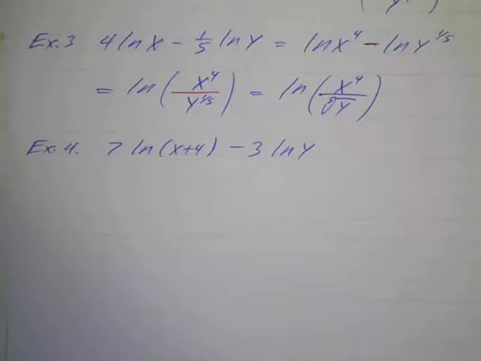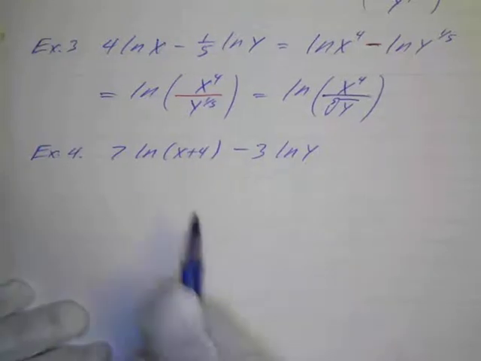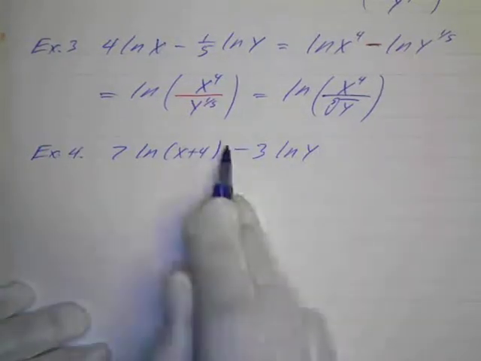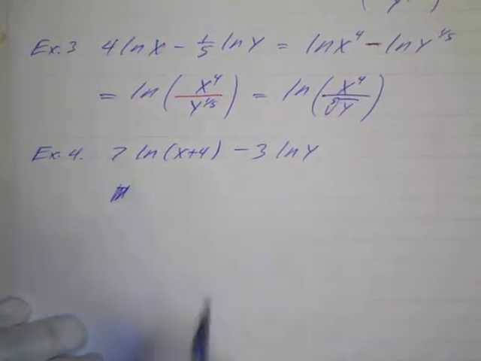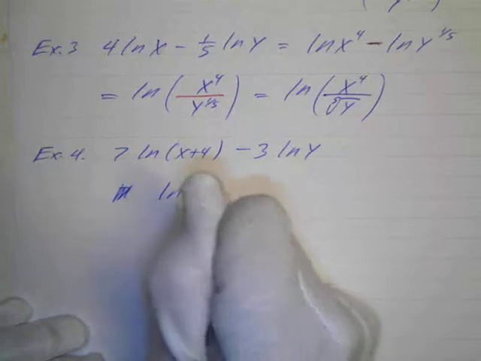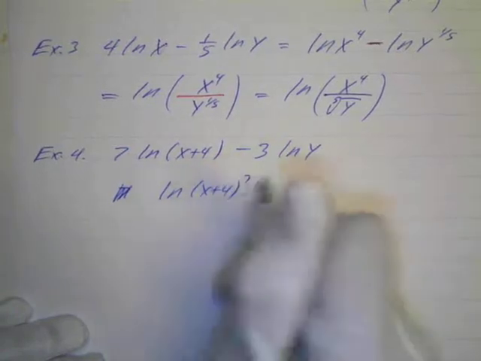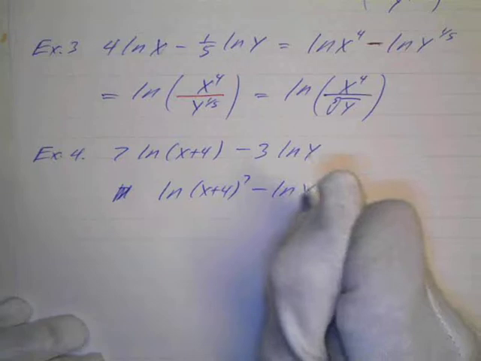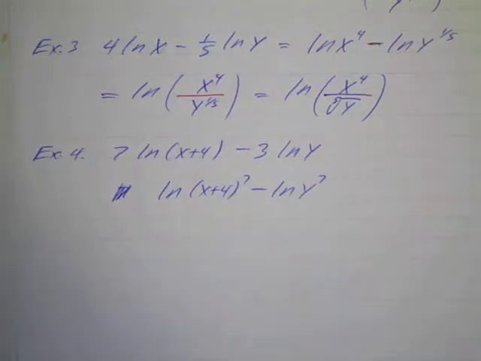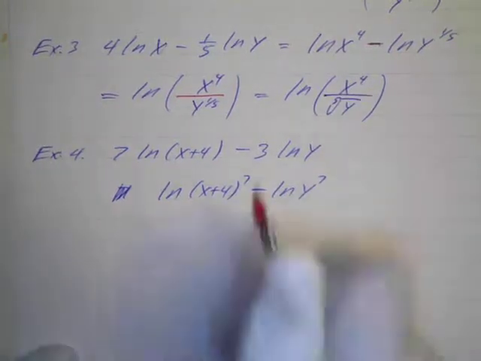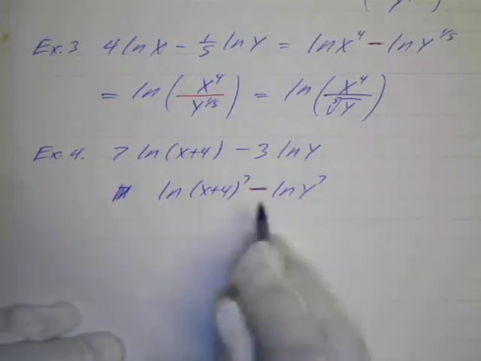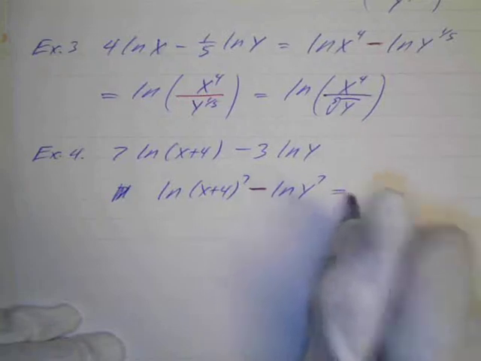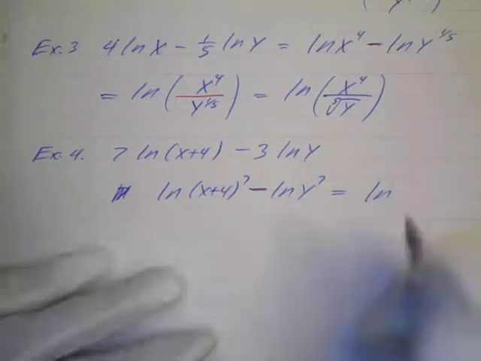Here's some more examples of condensing logarithms. And again, the first thing we'll do is put the exponents back. Now this is natural log, which means log to the base e, so this would be the natural log of x plus 4 to the 7th minus the natural log of y to the 7th. And now I've got the log of something minus the log of something, so I can say this is the difference of the logs, and that's going to be the log of a quotient, so I can write that as the natural log of a quotient.